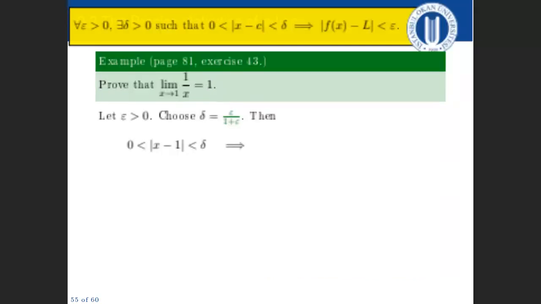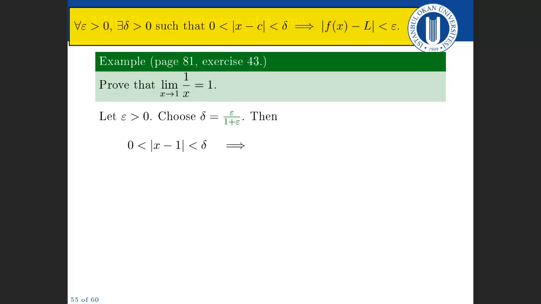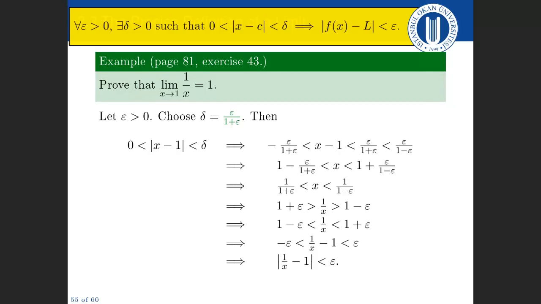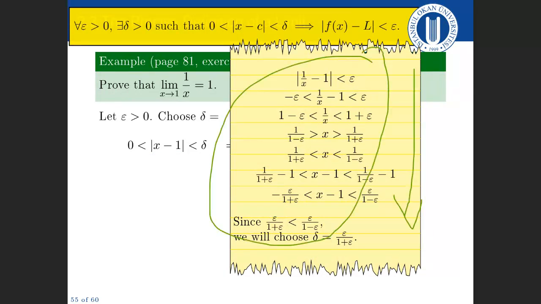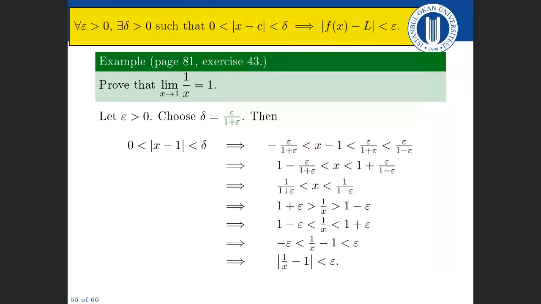Right, so now I know my delta, I can fill that in. The answer is: let epsilon be greater than 0, choose delta is equal to epsilon divided by 1 plus epsilon. Then, if the absolute value of x minus 1 is between 0 and delta, then, and then we do the calculation. And this is all from the scrap paper, but written in reverse. Let me repeat that. I'll go back two slides. Take all of this, change the order top to bottom, and then write it just here. And then we've finished. That proves that the limit as x tends to 1 of 1 over x is equal to 1.